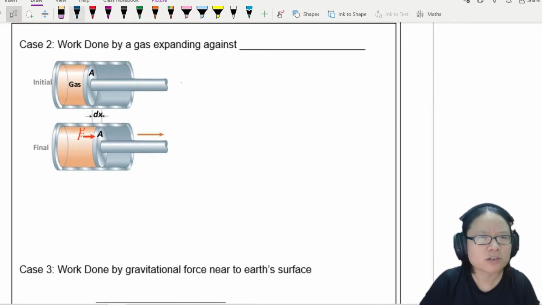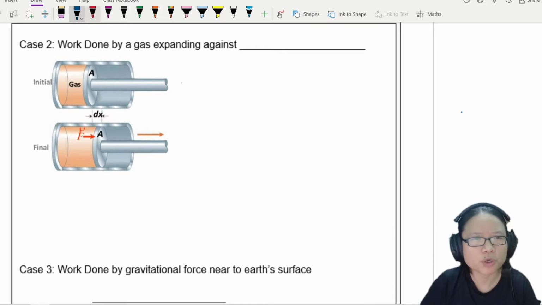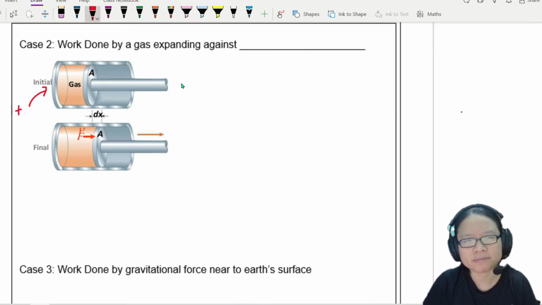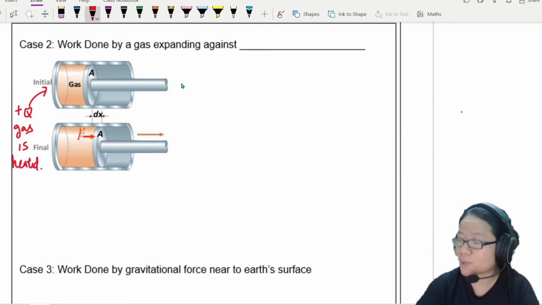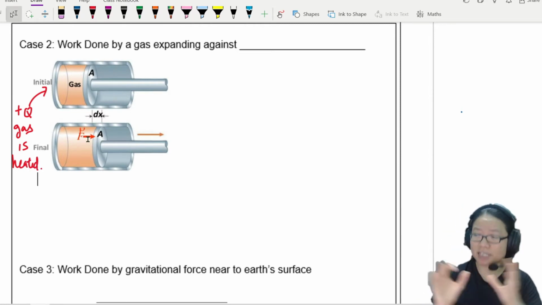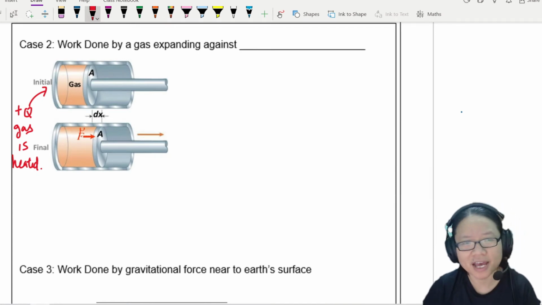So what we could do is, number one, add some heat. We can add heat to the system, so the gas is heated, maybe by a fire. And what happens when the gas is heated? The gas will expand. Let's say, for example, during this heating of gas, you have a force F that is pushing out.